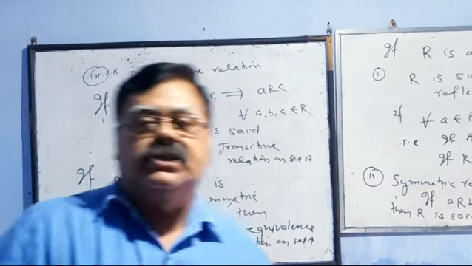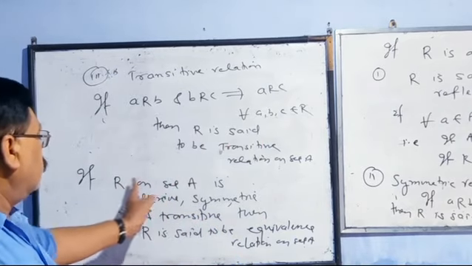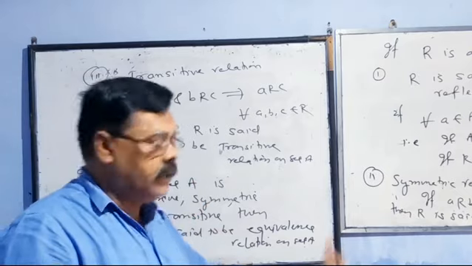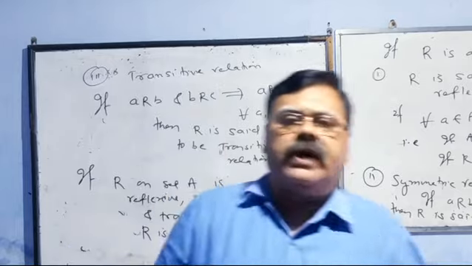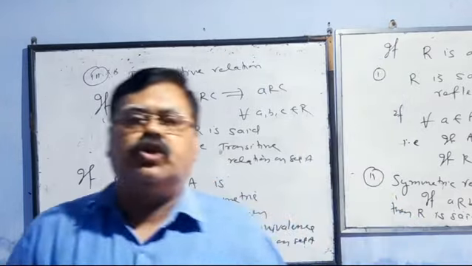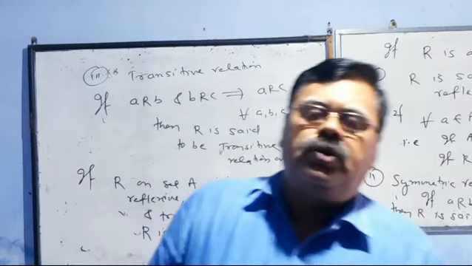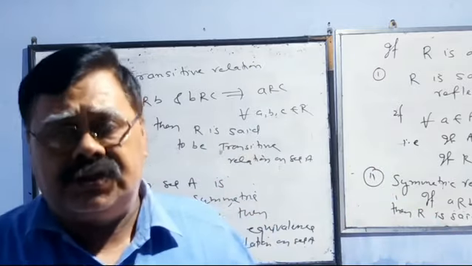If all the three properties are satisfied for R on set A, then R is said to be an equivalence relation on set A. So questions will be asked to prove that a given relation is an equivalence relation on a given set. You have to show first it is reflexive, then symmetric and transitive.